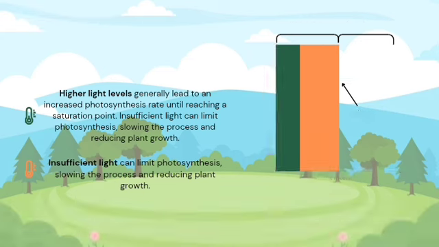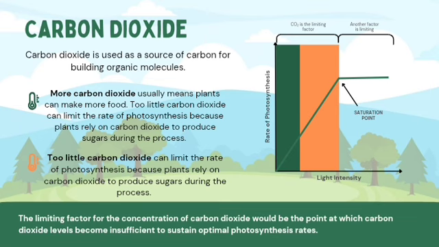Carbon dioxide. Carbon dioxide is used as a source of carbon for building organic molecules. More carbon dioxide usually means plants can make more food. Too little carbon dioxide can limit the rate of photosynthesis because plants rely on carbon dioxide to produce sugars during the process.